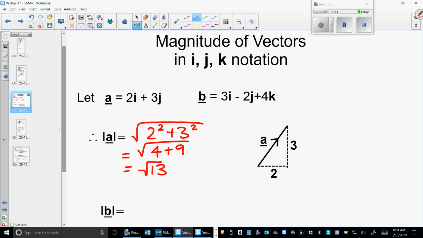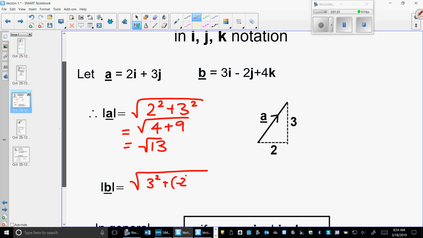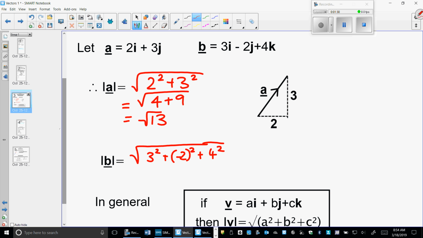Okay? Magnitude of B, now you may look at this going, well, hang on a minute, it's got 3 letters. It's just a similar principle in that this would be the square root of 3 squared plus negative 2 squared plus 4 squared. So you're just squaring and adding all of them together. Yeah, that's negative there.